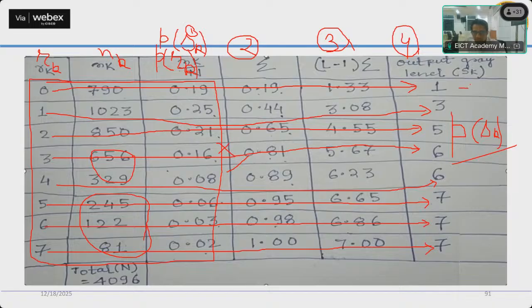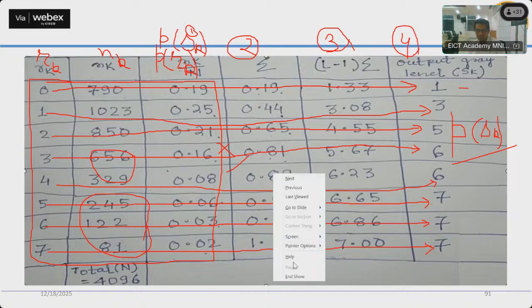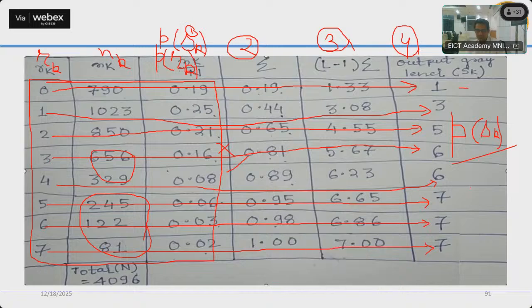This is 1, basically 790. 3 will be 1023. 5 will be 850. 6 will be how many values? 656 plus 329, it is 985. You are getting it. Here it will be the change. Yes, it is 985. Correct.